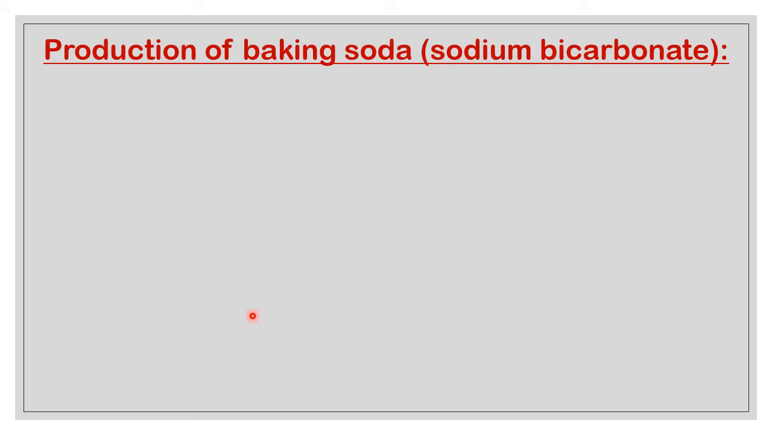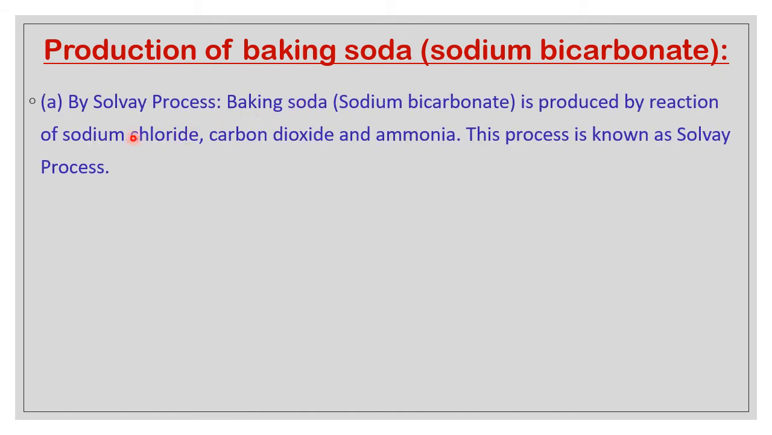Now let us learn how baking soda is produced on a large scale. This process is called the Solvay process, because Solvay is a scientist's name. He developed it, and this method is very famous. There is no change in his method. Whatever method he adopted gave a very good yield, so till today we use the same method, and on his name only we call it the Solvay process.